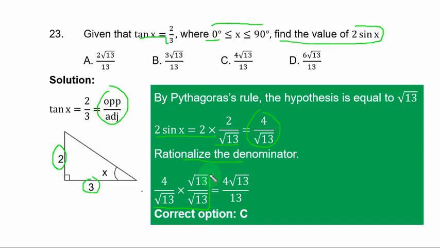So 4 times root 13, you have 4 root 13. Root 13 times root 13 is 13. This is what happens: normally, root 13 times root 13 is root 169, and root 169 is 13. So C is the correct option.